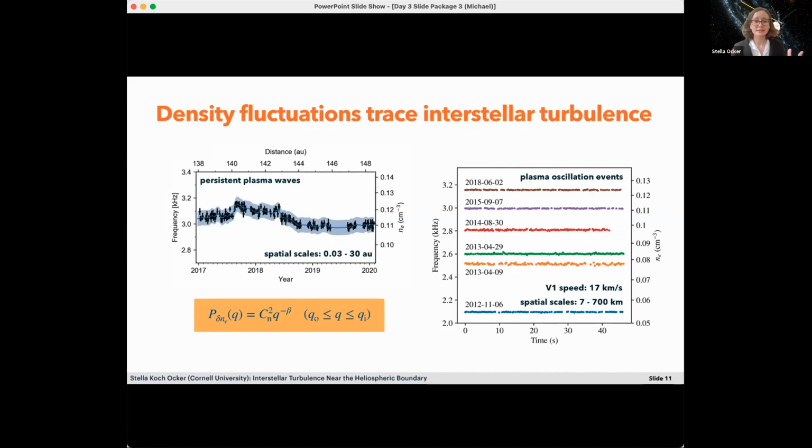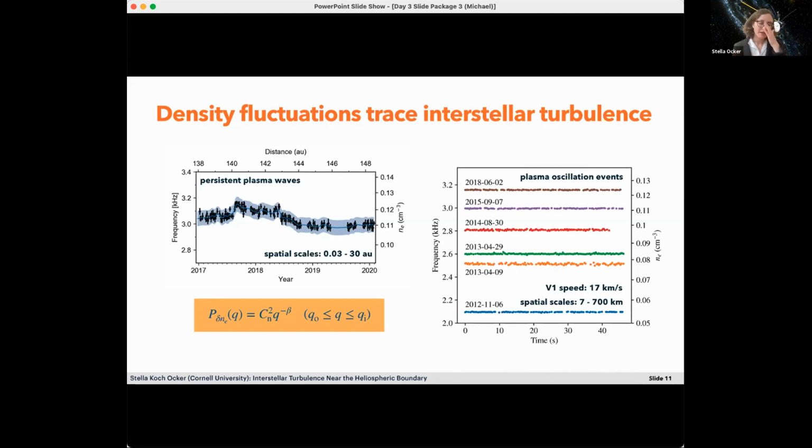And so we can use density time series obtained by Voyager to constrain the density fluctuation spectrum. Here I'm showing you two different examples of density time series that we obtain using the Voyager 1 wideband receiver. On the left, you can see densities that we obtain using the persistent plasma line that I was just showing you. But because that persistent plasma line is so faint, we can only resolve it down to spatial scales of about 0.03 AU. This is because we have to average the data in time in order to get a high enough signal to noise ratio for that weak line.